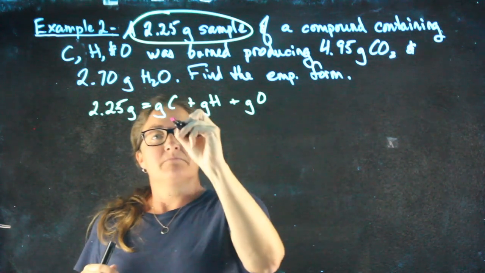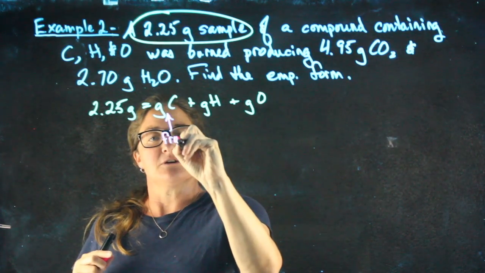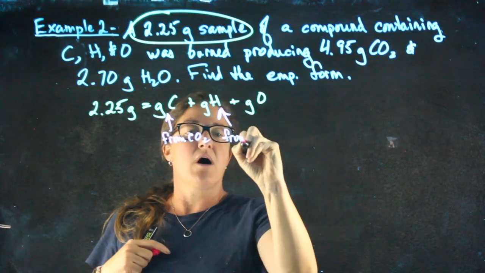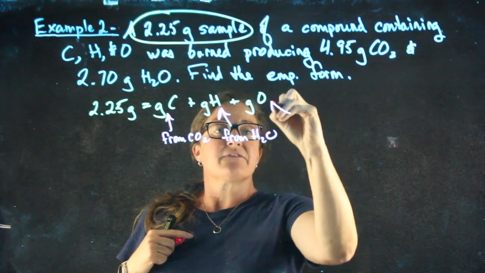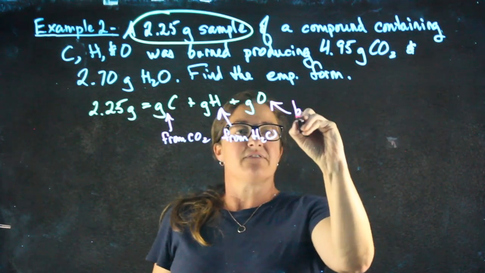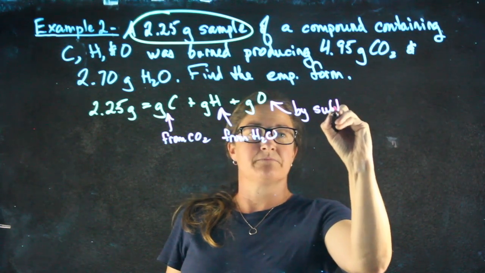Like the last problem, we're going to get this from CO2. We're going to get this from the water. And as for the grams of oxygen, if I know this and this, I can get the grams of oxygen by subtraction.